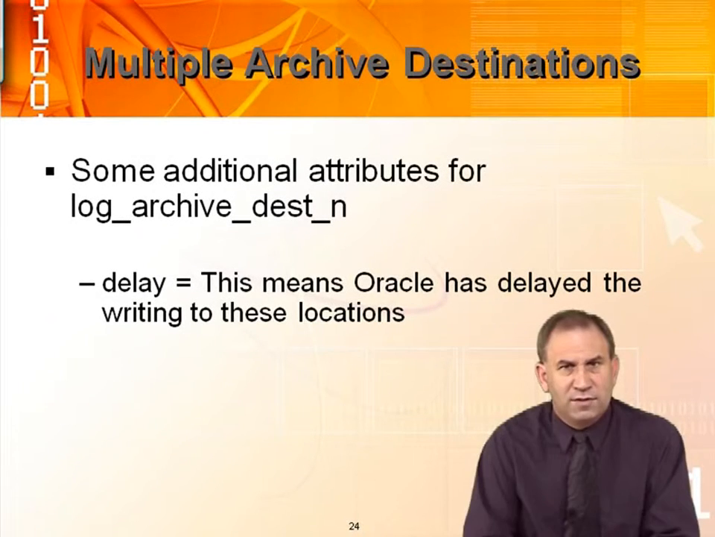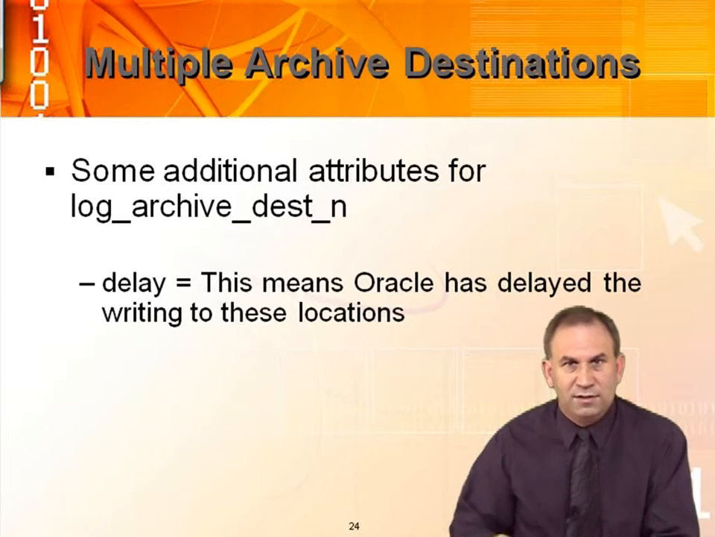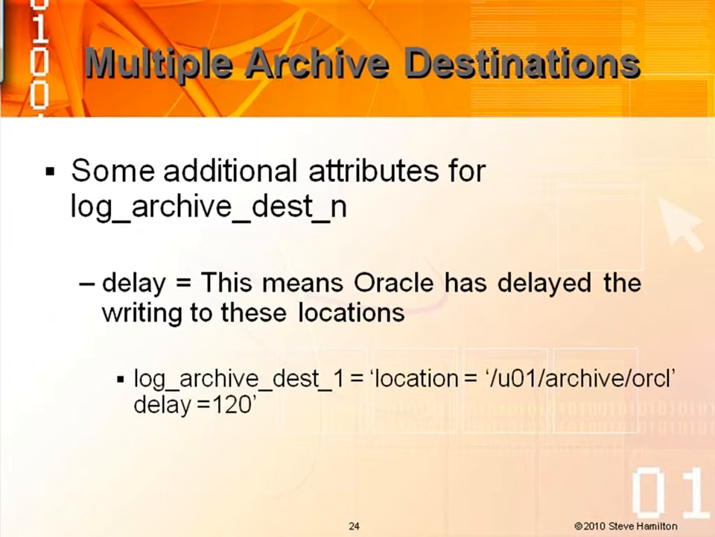We can also specify a delay. When we specify a delay for our archive log destinations, basically Oracle is going to intentionally delay writing to these locations, in this particular case for 120 minutes. So we're not going to write to this destination. Maybe that destination is going to be unavailable, or maybe we're going to queue everything up for a period of time. But delay means that we are going to delay writing to that destination.